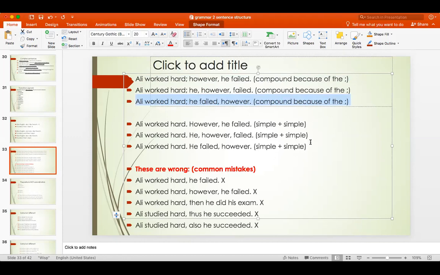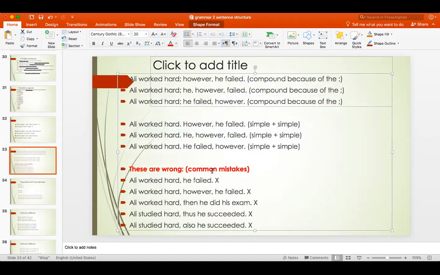The same sentences can be rewritten to make simple sentences. Look at this. In the middle, we have a full stop. So simple plus simple, simple plus simple. Now these sentences are all wrong. Focus on these because these are significant.